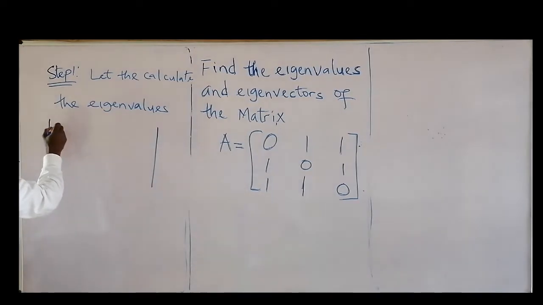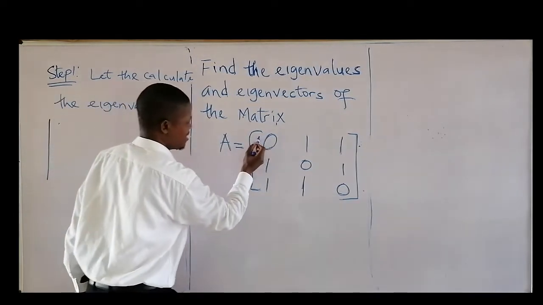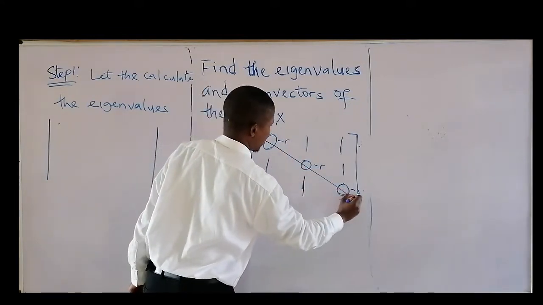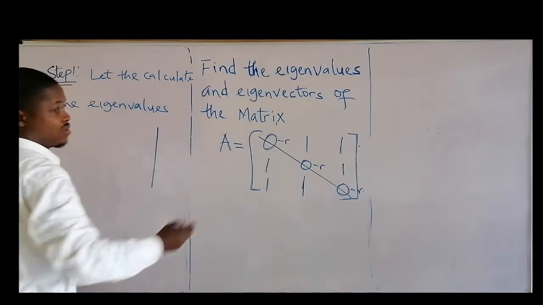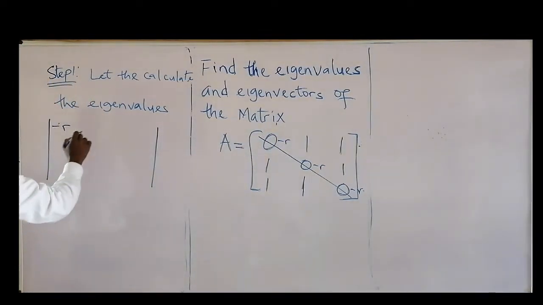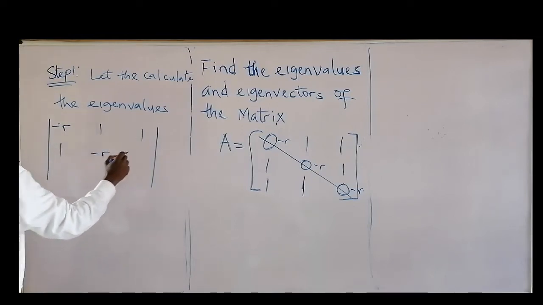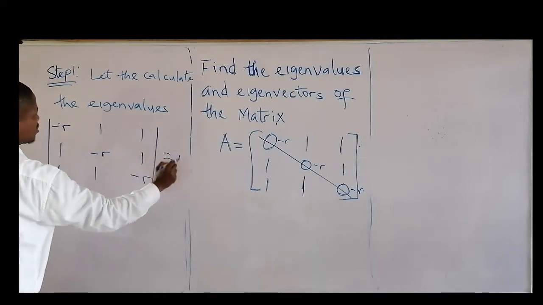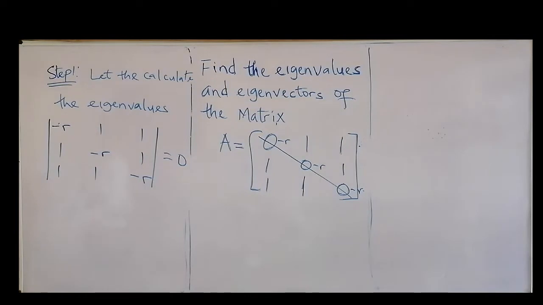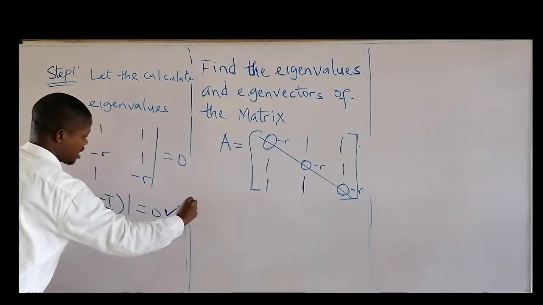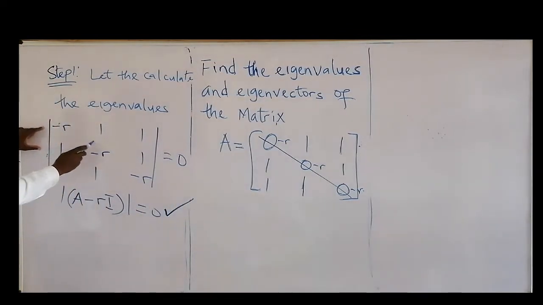Then the main diagonal minus what? This is the leading diagonal. So this one minus r, minus r, minus r, and the other values remain the same. So this will be 1, 1, 1, minus r, 1, 1, 1, minus r, equal to 0. Okay? This is used to calculate the eigenvalue, and that will form what we have here.